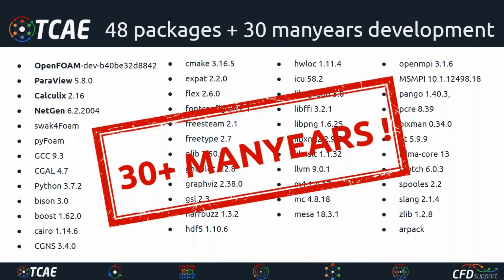To name the most important ones, it's, for example, an OpenFOAM version distributed via openfoam.org, or ParaView, or Calculix, or NetGen, and also many other useful open source tools to support the engineering simulations. You can imagine how much work their authors have spent on their development. And on top of that, we here at CFD Support have spent more than 30 years to deliver this TCAE environment for you to take the benefit of it.